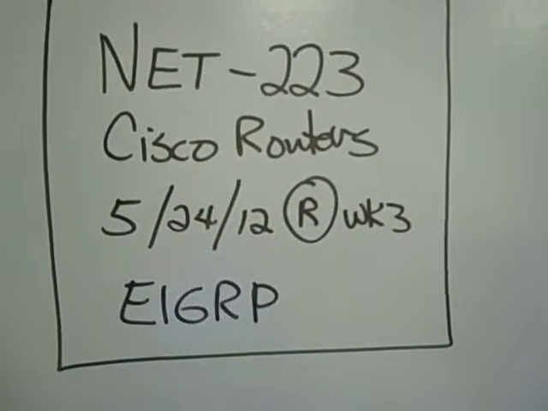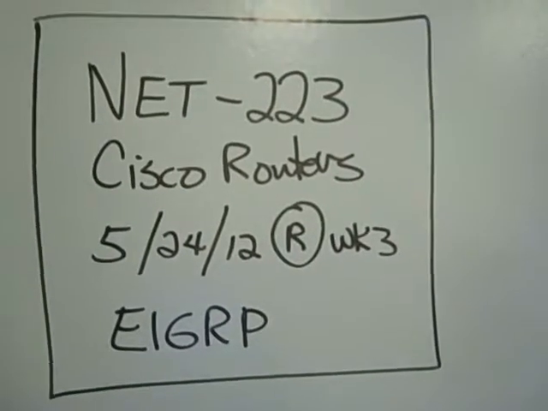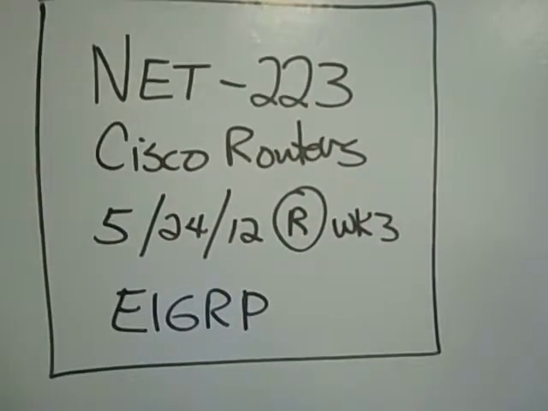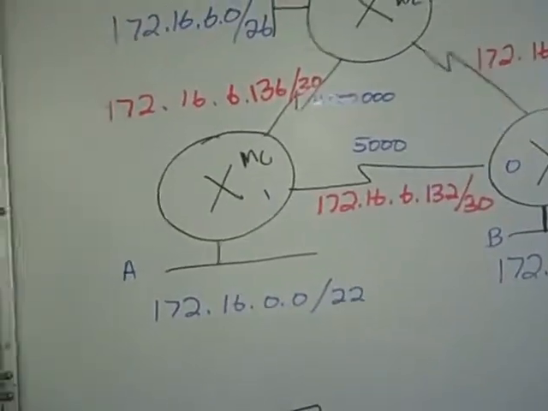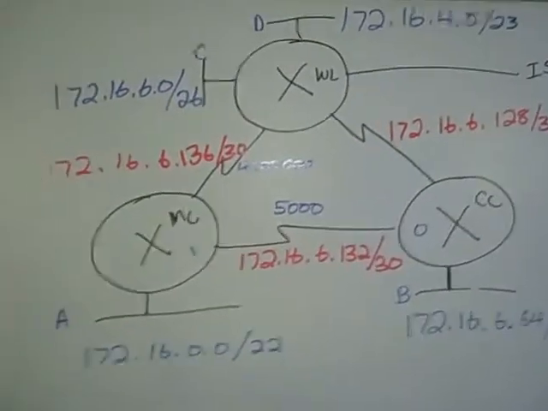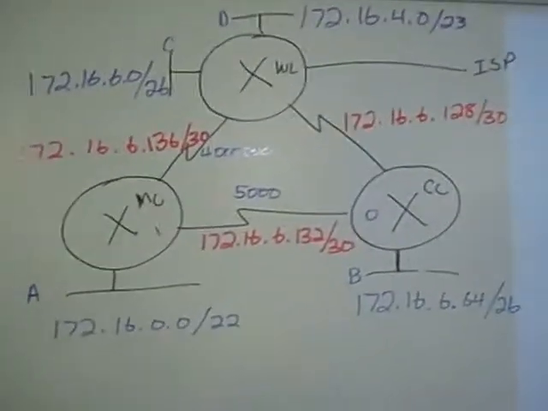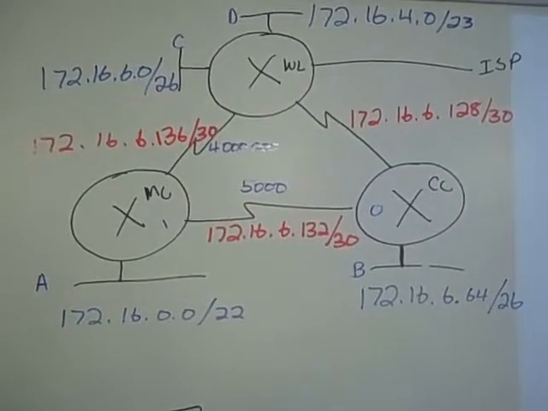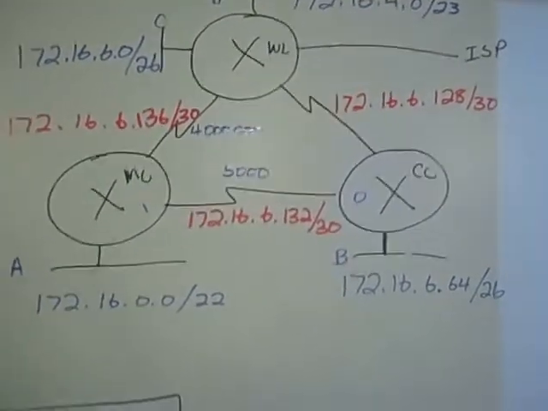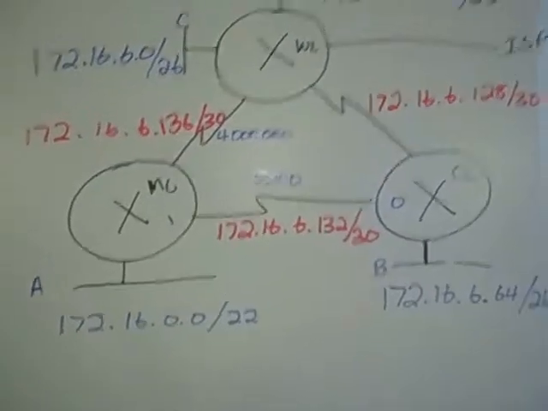All right, network. Cisco routers, 223. Thursday, we're doing EIGRP. I'm not going to go through all the details. This is our configuration. They actually did this. They created it. I haven't double checked the addressing and so forth, but I will a little bit tonight. I'll get another picture of that a little bit.